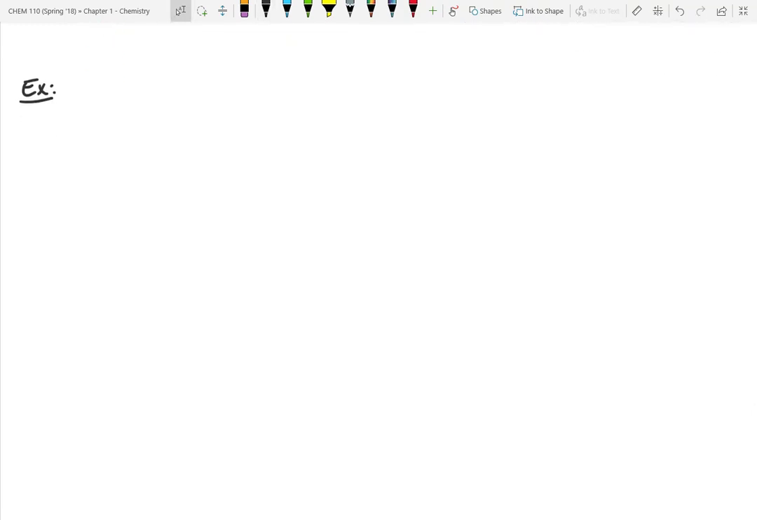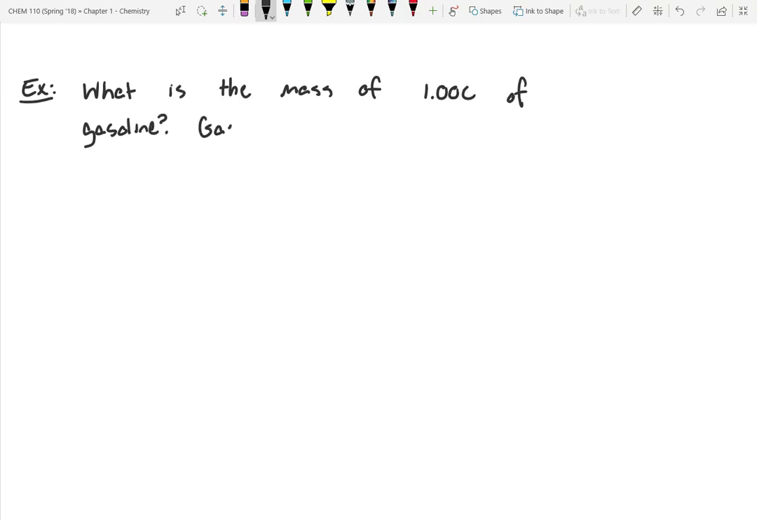All right, so let's do a word problem example. Sometimes it's a little harder when it's in word problem form. So what is the mass of 1.00 liters of gasoline, and then I'll say gasoline has a density of 0.703 grams per milliliter.